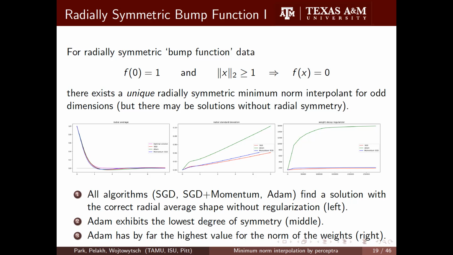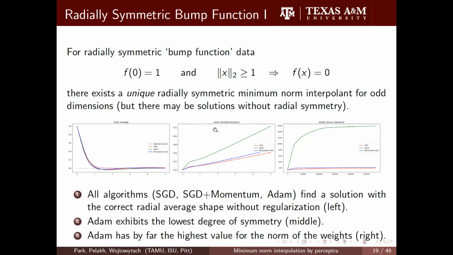This is theoretically known, but one remark I have to make is that it's unique only if we assume a radially symmetric function. If you don't have symmetry with respect to radial directions, it may not be unique. There might be multiple minimum norm interpolants. So given this data, we trained the neural network and compared with the known minimum norm interpolants. This pink one is the theoretically known minimum norm interpolant, and these are what we found in practice using the optimization algorithms. You can see that these all fit the function well.